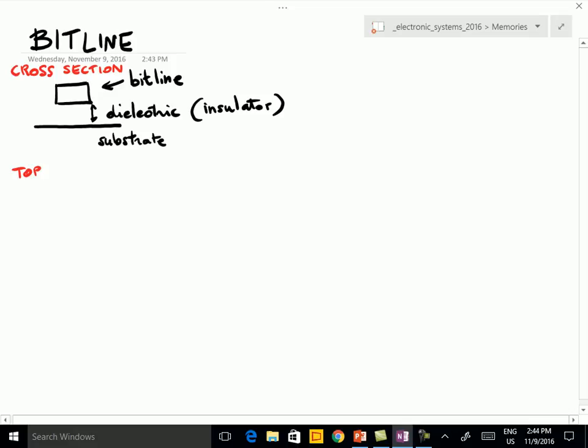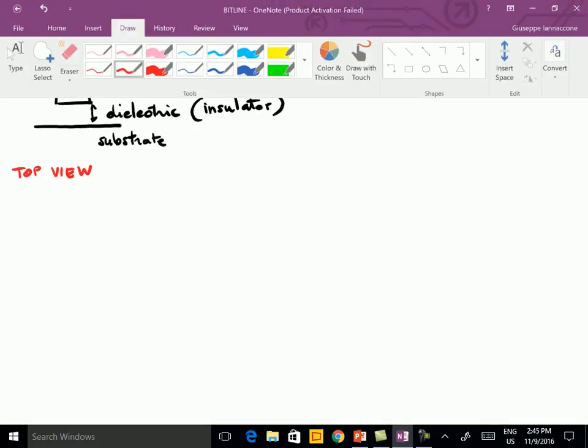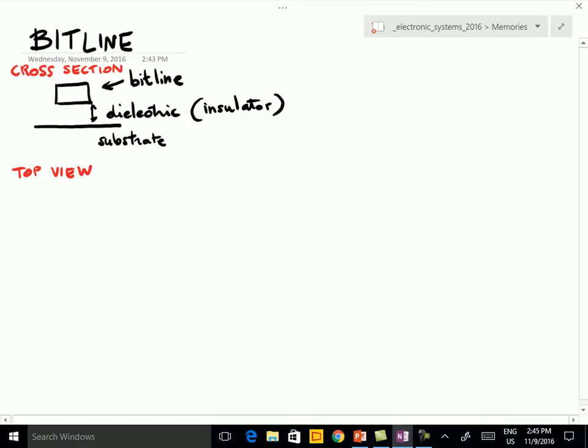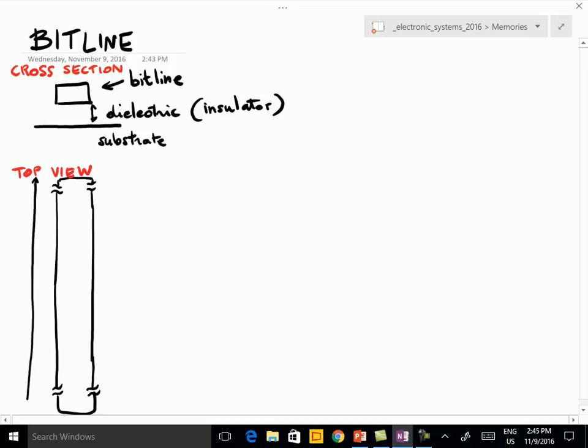If I look from the top, and if I draw the top view of the bit line, I have a long interconnection. So typically I have something like this. Let us assume that this is longer than the space we have here. So this is something much longer, a long metal line. The typical length can be something like a fraction of a millimeter. For simplicity, let's write something like 100 micron.